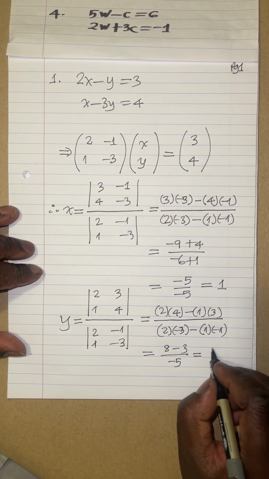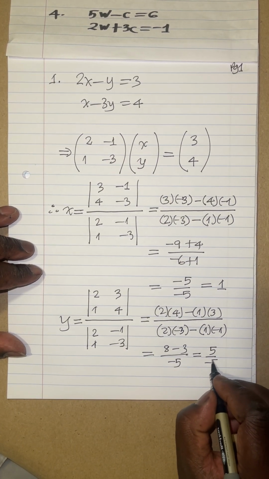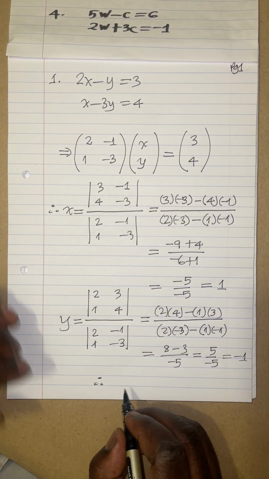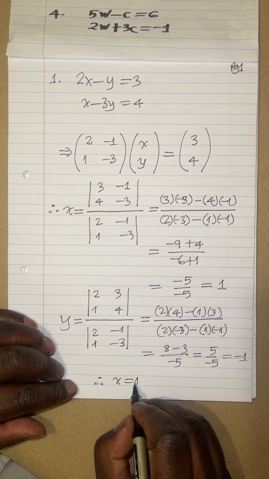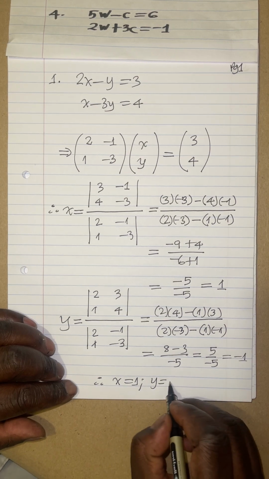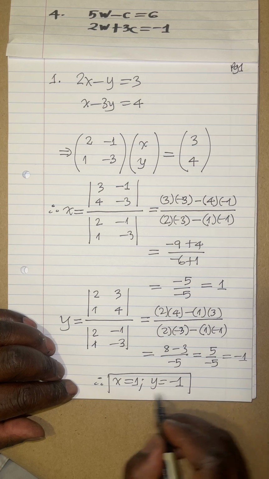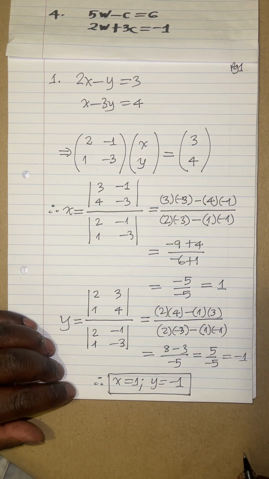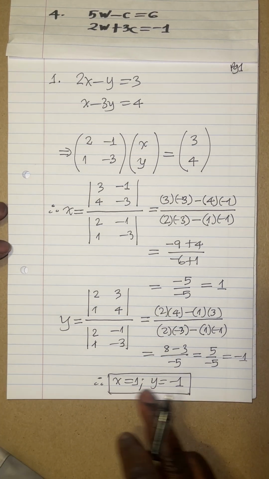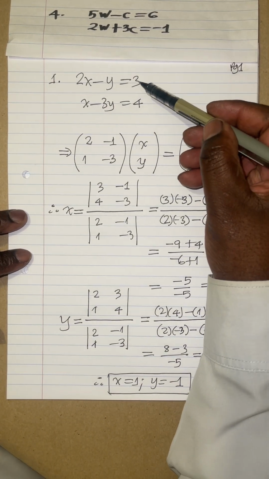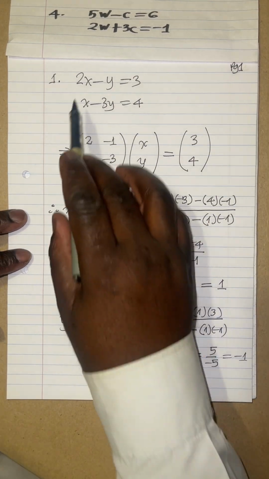What do we have in the numerator? It's 5 all over minus 5. And what is our answer? Minus 1. So we're basically saying that x equals 1, but y is equal to minus 1. So these are the values of the two unknowns, x and y. Now, you can convince yourself by substituting these values back into the original equations and proving that indeed these two values satisfy those two equations.